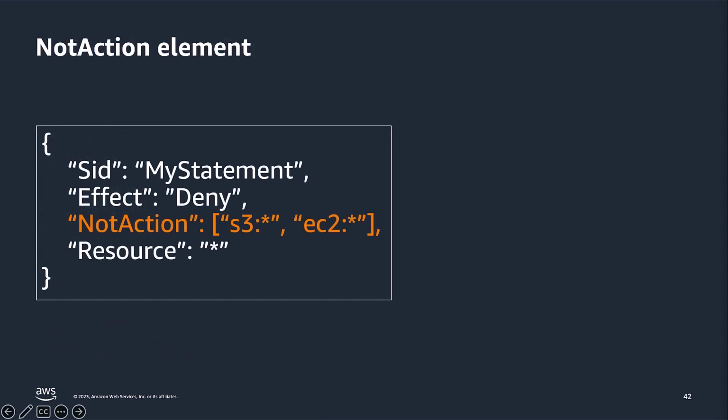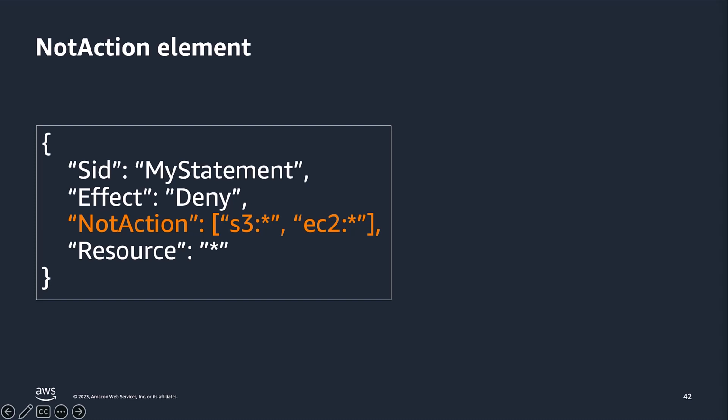The action element also has an inverse variant, the not action element. IAM policies must either include an action element or a not action element. A not action element allows you to build an exception list by matching all actions except for the actions listed in the policy. Not action elements should primarily be used with an effect of deny, and this can be a good way to build an allow list in something like a service control policy, where you explicitly deny actions that do not appear in the not action list.